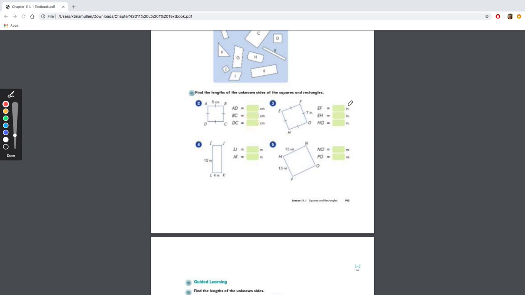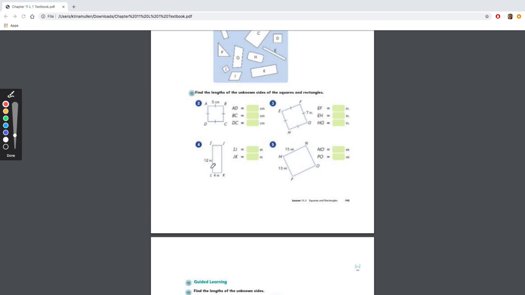Same thing on this one. All the sides are going to be equal. They're all going to be 7. If you look at this one, I'm just going to identify first, is it a square or is it a rectangle? And this one is a rectangle because this side is not equal to this side. This side's 12 meters and this side's 4 meters. Opposite sides are the same length.